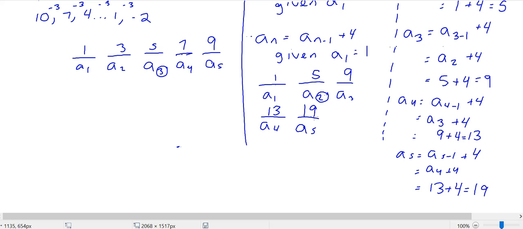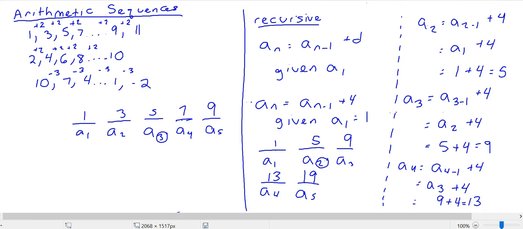So these would be the first 5 terms of our arithmetic sequence. And we know that the common difference is d, which is 4. And that makes sense. We could check to make sure we got the right terms. If we add 4 to 1, we get 5. If we add 4 to 5, we get 9. If we add 4 to 9, we get 13. If we add 4 to 13, we get 17.